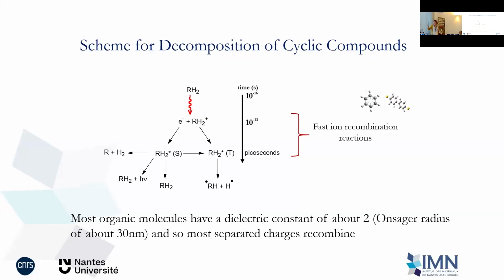But in hydrocarbons, this is the opposite. You are going to produce ionization, but then there is very fast recombination of the charges, and this is also because of your dielectric constant. They have something called the Onsager radius to look at these different types of behavior.